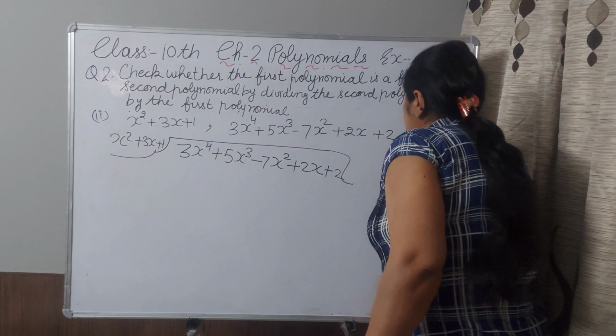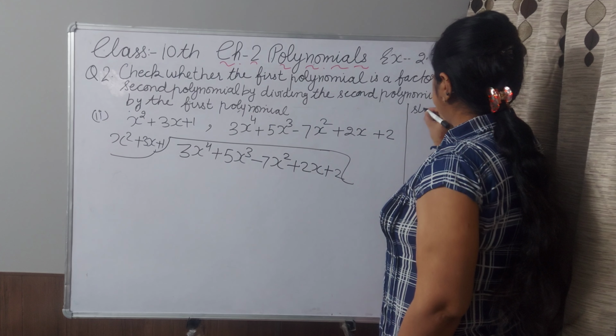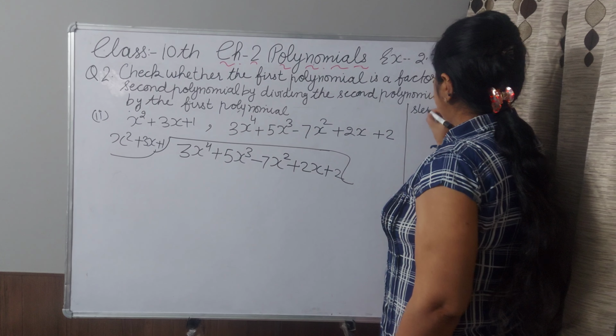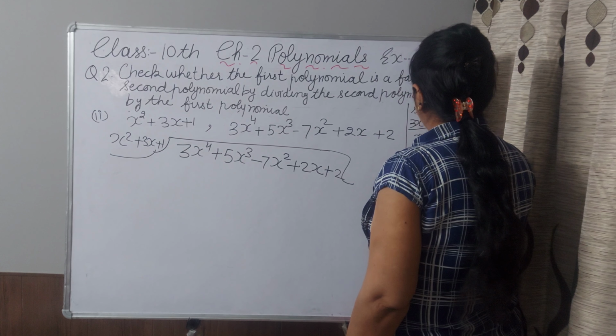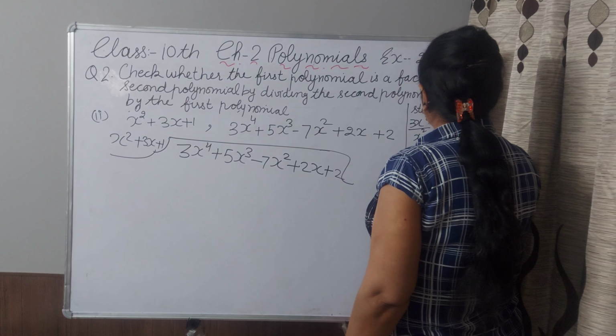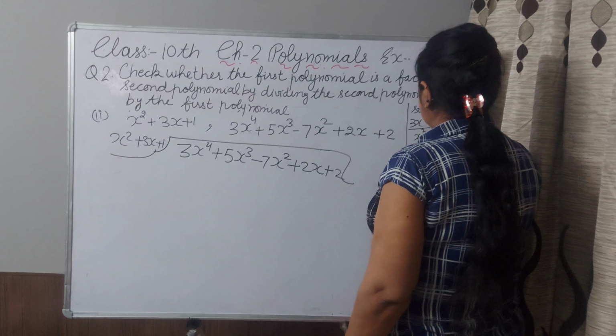Same, you have to take step 1. In step 1, this dividend's first term 3x raised to power 4, you have to divide by x square. You will get 3x square. Write in quotient 3x square. Now 3x square multiply by x square plus 3x plus 1.